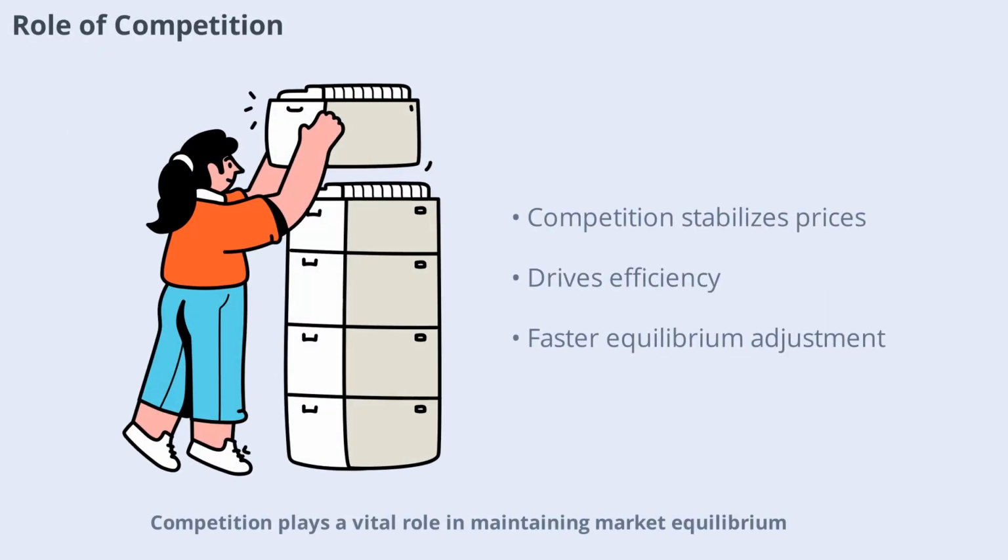Competition plays a vital role in maintaining market equilibrium. When multiple producers offer similar goods, they compete on price, quality, and service. This competition drives prices toward equilibrium, ensuring that consumers get fair value and producers remain efficient. In highly competitive markets, equilibrium is reached more quickly, and deviations are corrected faster. Understanding the impact of competition helps us see why some markets are more stable than others.